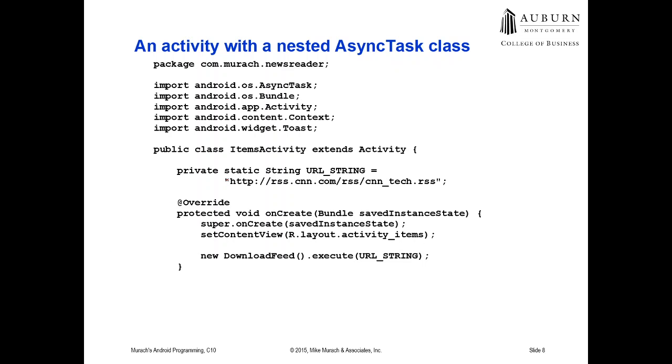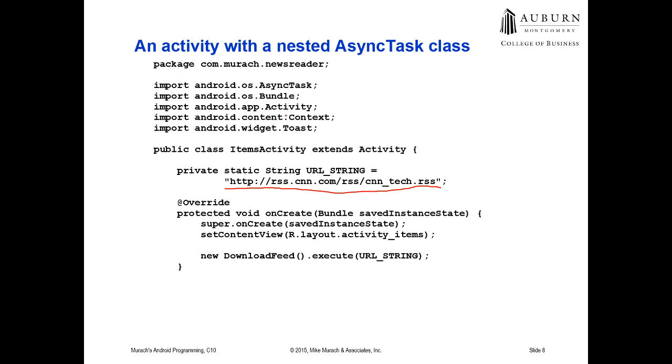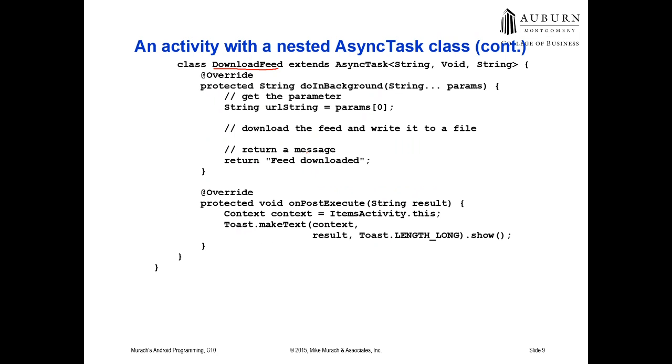So you need to find the URL where you download the RSS XML. That is the URL, and just like the other class activity, you have to override the onCreate method, and then import the content, which is the layout. In the onCreate method you have to create a new instance of DownloadFeed and execute it. DownloadFeed is an inner class within the ItemActivity class.